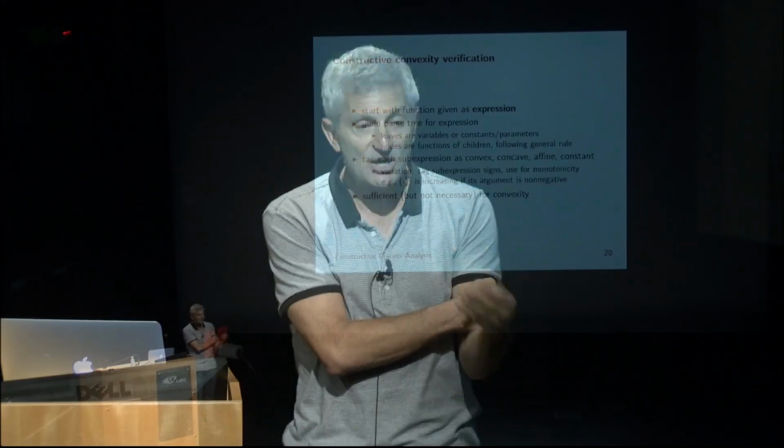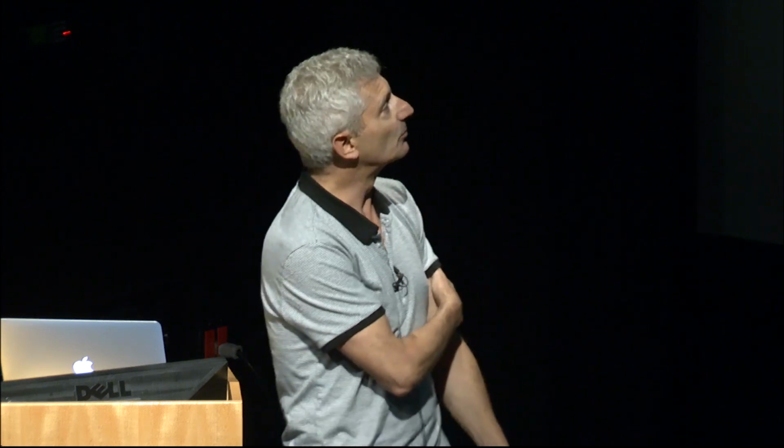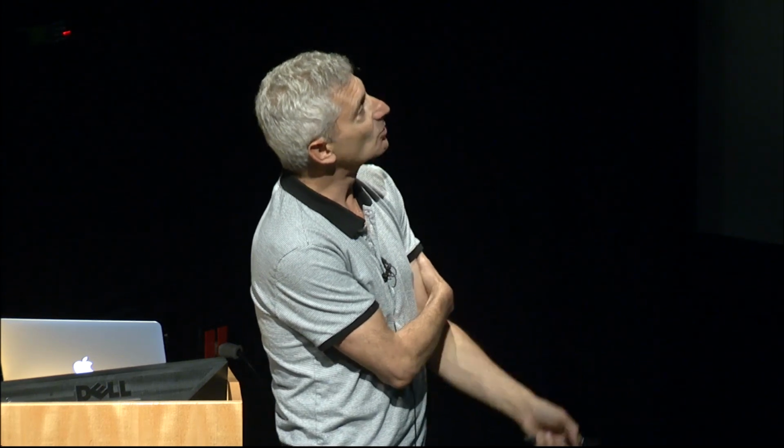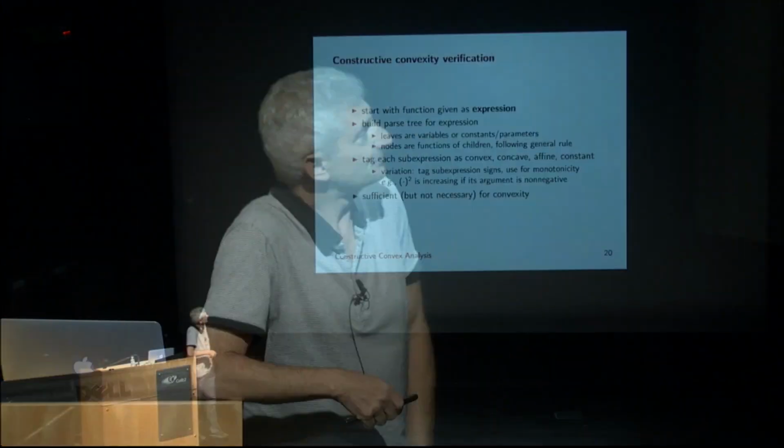It could be a unary node, a function of a single argument, or binary or whatever. And the idea is these functions follow that general rule. So we make this expression tree, and then we walk the expression tree and tag every sub-expression, from the leaves on up, as affine, convex, or concave. Okay? So that's the idea.